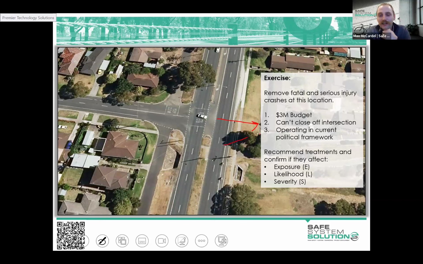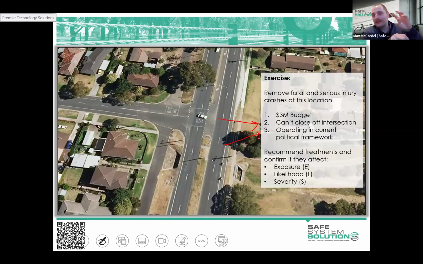The third constraint is we need to operate within the current political framework. And this one is basically just understanding of what would likely be feasible. So for instance, if your suggestion was, we are going to slow traffic down to 10 kilometers per hour at this intersection, politically, I don't see that one getting the tick of approval. So that one wouldn't pass the pub test, so to speak. So just want to make sure that we're looking at pragmatic solutions here.